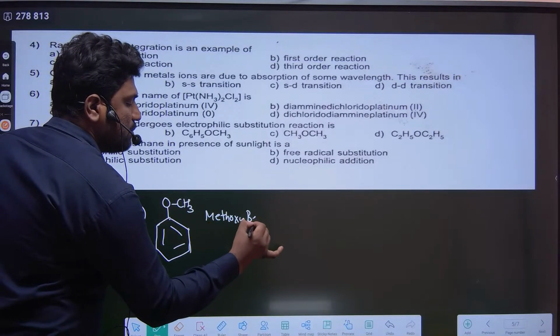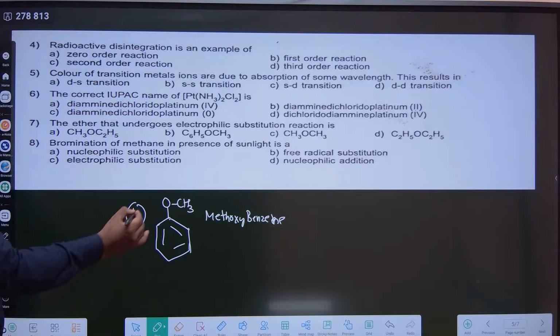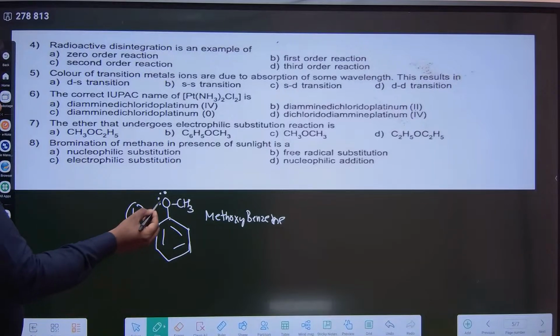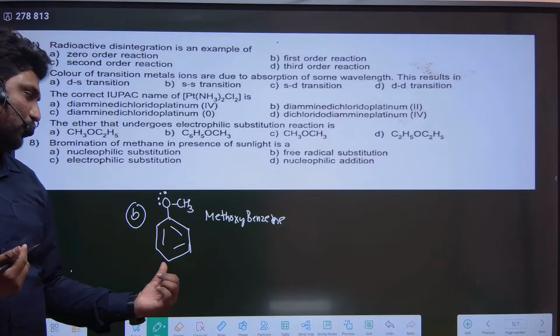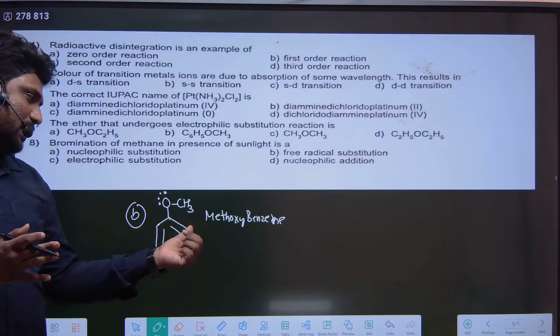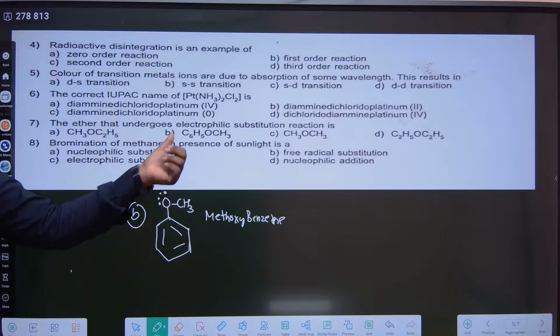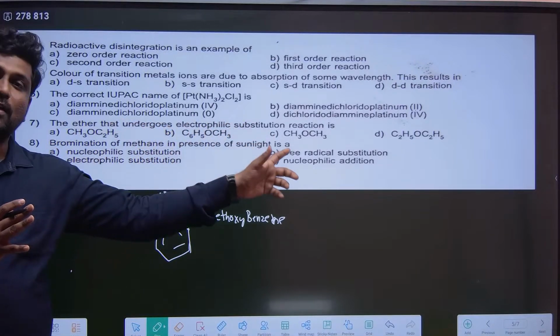So this methoxybenzene undergoes electrophilic substitution reaction because the methoxy group is an ortho para directing group. It has a lone pair of electrons which delocalizes with the pi electrons of the benzene ring and creates negative charge at ortho and para. So therefore, the electrophiles are going to attack anisole at ortho and para. So anisole is the aromatic ether which will undergo electrophilic substitution reaction.